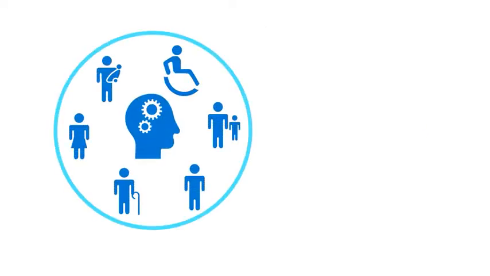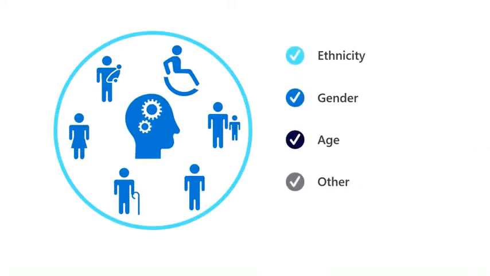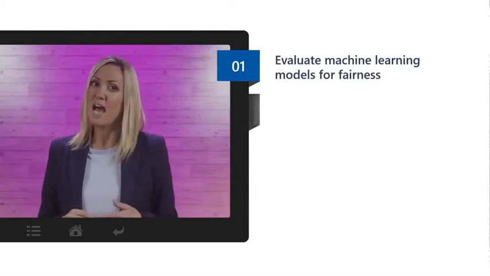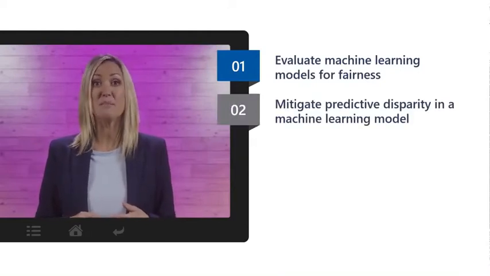With such critical decisions in the balance, we need confidence that the machine learning models we rely on predict fairly and don't discriminate for or against subsets of the population based on ethnicity, gender, age, or other factors. In this lesson, you will learn how to evaluate machine learning models for fairness and mitigate predictive disparity in a machine learning model. When we consider the concept of fairness concerning predictions made by machine learning models, it helps to be clear about what we mean by fair.